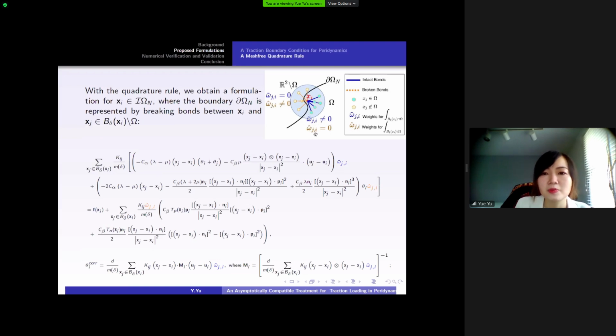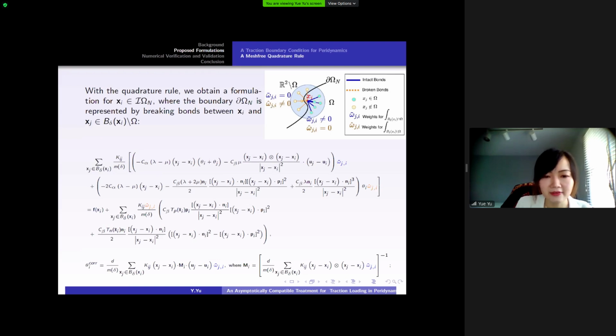So the first group is what we represent by blue here. That represents the quadrature weights associated with the unbroken bonds, and the part of the quadrature weights represented by orange here are the quadrature weights associated with broken bonds. And then when we try to estimate the integrals in our formulation for inside the domain and outside the domain, we use these two groups of the quadrature weights respectively.